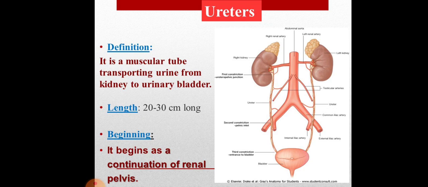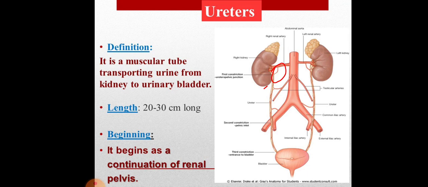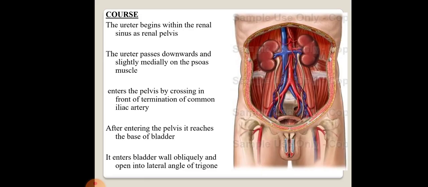In the last class of kidney we discussed the renal pelvis. It is the continuation of the renal pelvis at the lower pole of the kidney. Here we can see the lower pole of the kidney, and up to this point is known as the pelvis, and below the lower pole of the kidney the continuation of the pelvis is known as the ureter proper.